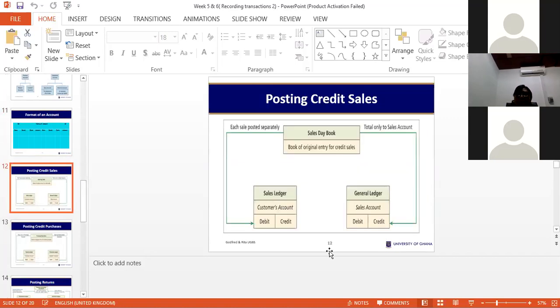Madam, please, there's no discount. Come again. Format of the account, there's no discount. Well, if we are doing a three-column cash book or cash account, we can have the discount. But if there is no issue about discount in the question, then you can just have a cash account without the discount column. Are you okay?